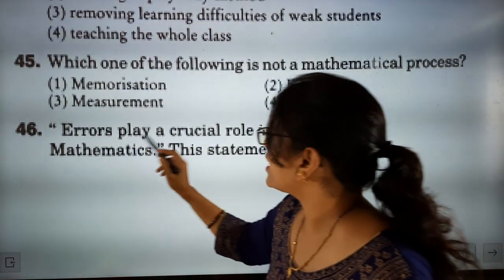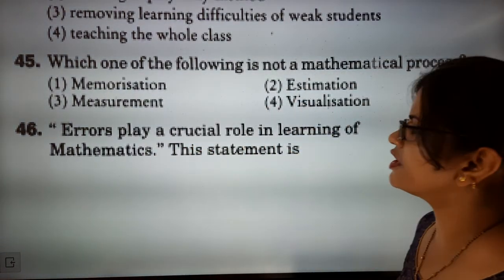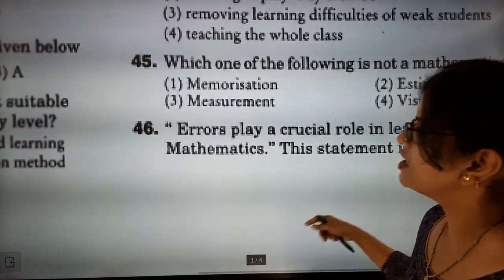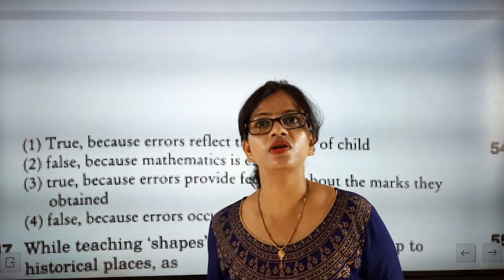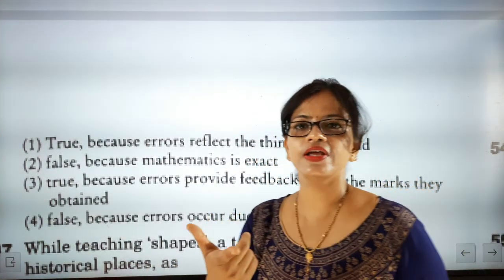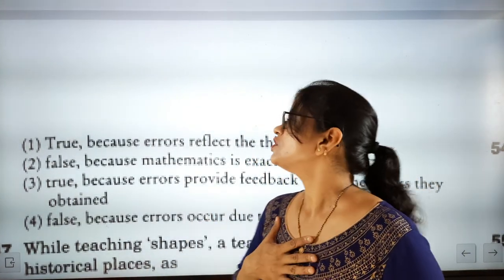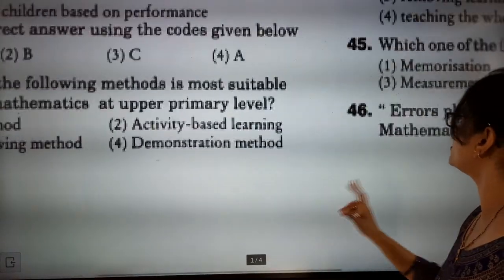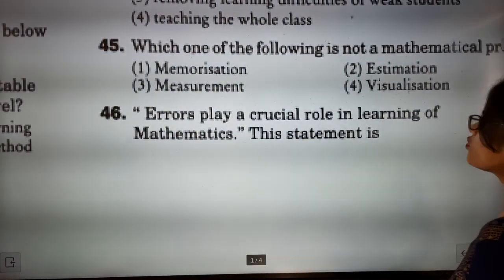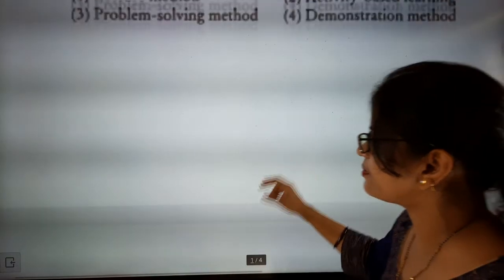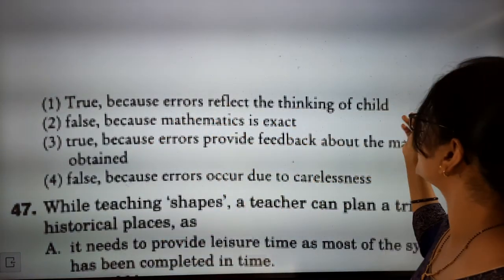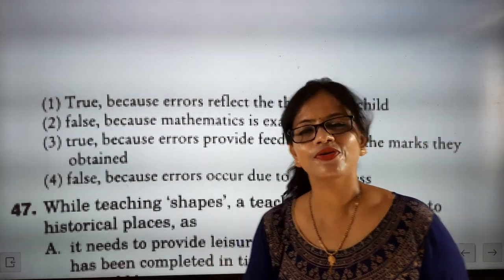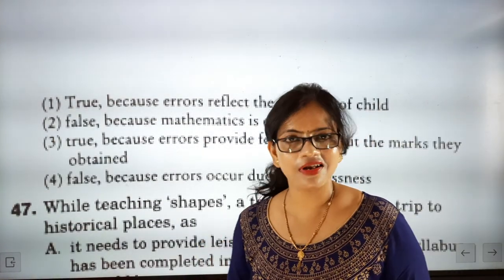Okay, now, errors play a crucial role in the learning of mathematics. This statement is, so definitely we say now, make mistakes, then only you will learn something. So that is one of the very important ways to teach. So that means errors play a very important role, a crucial role in the learning of mathematics. This statement is true, because error reflects the thinking of the child. No, it is not reflecting the thinking of the child. Error is a natural process.